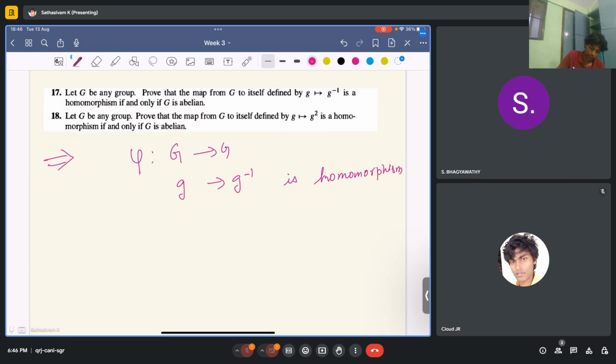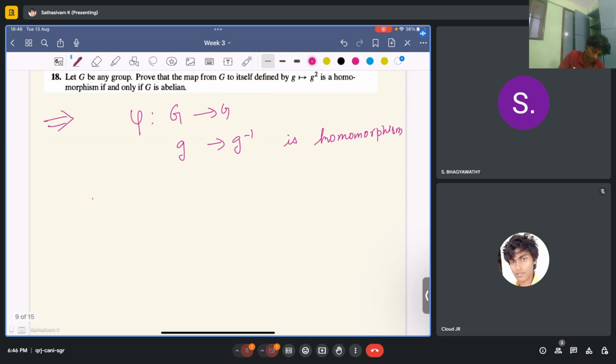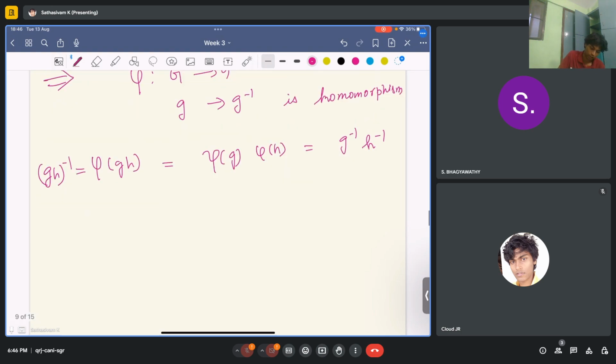Okay. So that means what? If I take phi of gh, so what is phi of gh? This is (gh) inverse, right? Okay. So this has to be equal to phi of g, phi of h. But what is phi of g? This is g inverse, and phi of h is h inverse. So basically what we have is (gh) inverse is equal to g inverse h inverse.